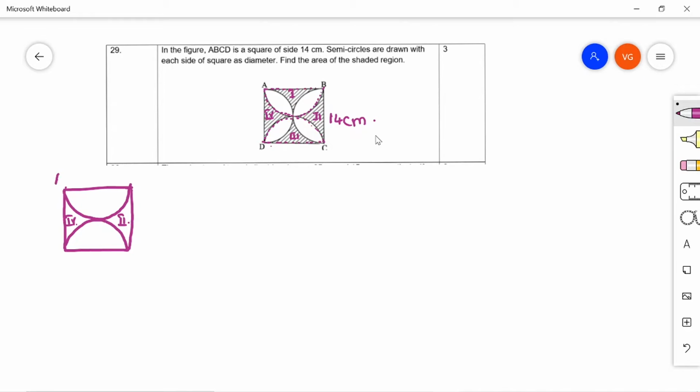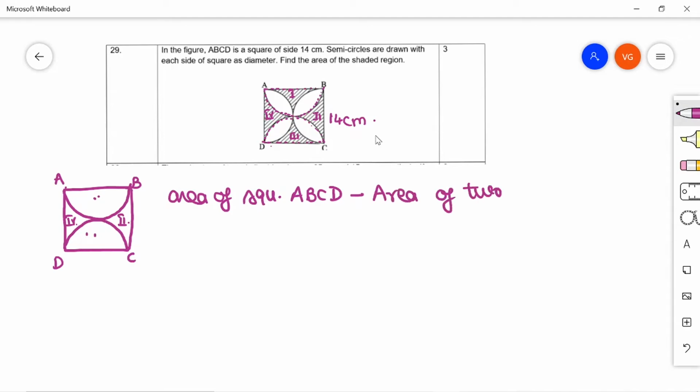So if you are taking the area of the square ABCD, right? So area of square ABCD minus area of these two semicircles. If I subtract this part of the area from the square, I'm just removing these two parts, then I'll be left with 2 and 4, right? So that is nothing but the area of the regions 2 and 4.